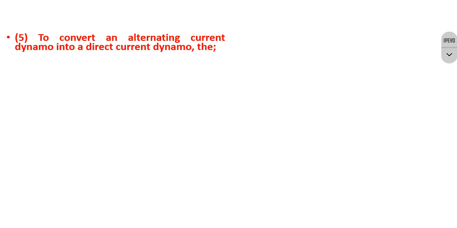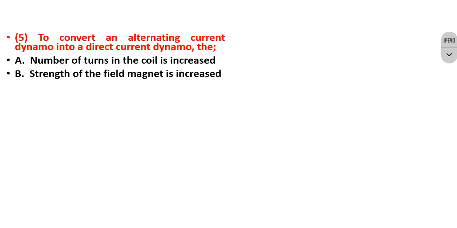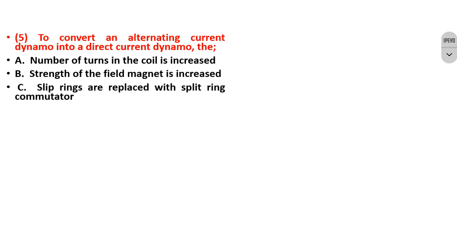If we are to convert AC to DC, let's see the option that is correct. Number of turns in the coil is increased. The strength of the field magnet is increased. Slip rings are replaced with split rings, or you call it commutator. Coil is wounded on a soft iron armature.